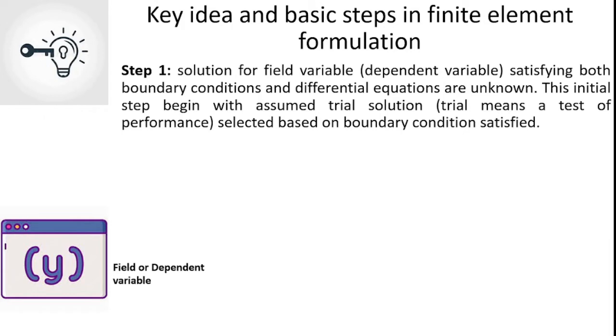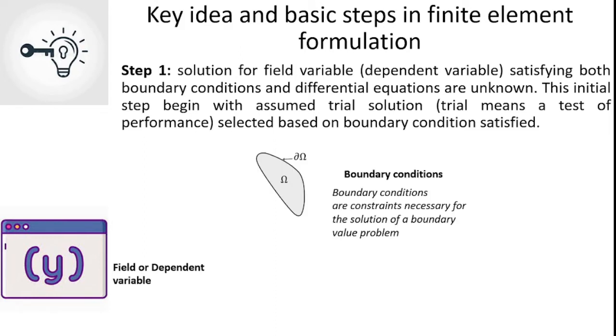So we need a solution for the field variable satisfying both boundary conditions and differential equations, which are unknown. Here, what is a boundary condition? Here you see some elliptical shape. Boundary conditions are constraints, such as this much length and this much width, and also the specific volume or specific temperature of the particles inside. Every engineer should be aware of these constraints. Those constraints are called boundary conditions in an engineering problem. So boundary conditions are constraints necessary for the solution of a boundary value problem, and they are important.